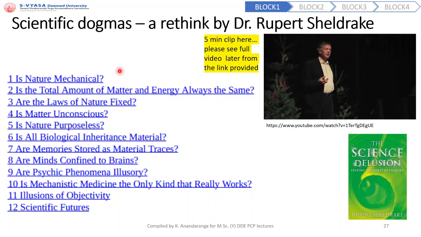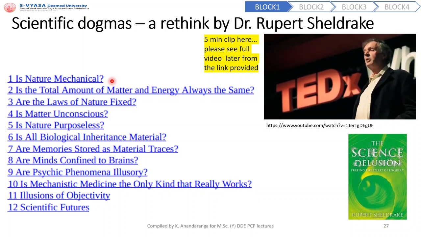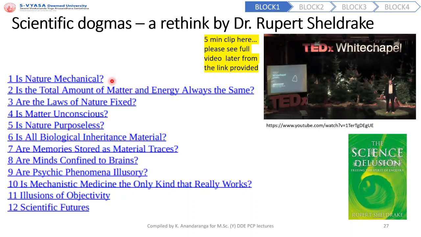But essentially, the 10 dogmas, which are the default worldview of most educated people all over the world, are first that nature is mechanical or machine-like. The universe is like a machine, animals and plants are like machines, we're like machines. In fact, we are machines. We're lumbering robots, in Richard Dawkins' vivid phrase, with brains that are genetically programmed computers.